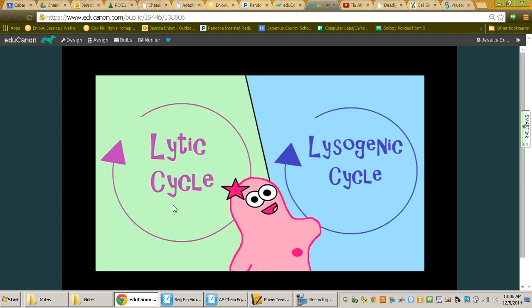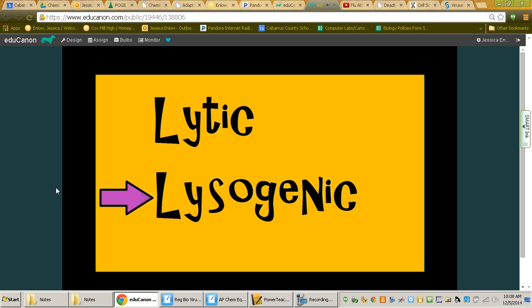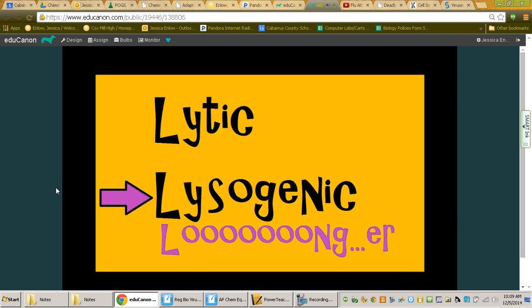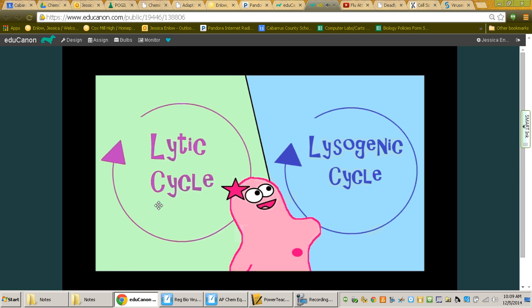Now, the other cycle is called the lysogenic cycle. And I like to remember this is the longer word. So I like to think of this as the longer, sneaky cycle. A lot of times when we're talking about this cycle, we're talking about a special kind of virus.